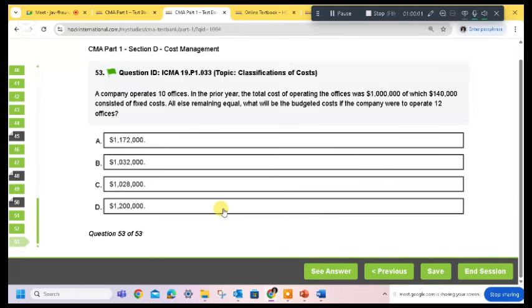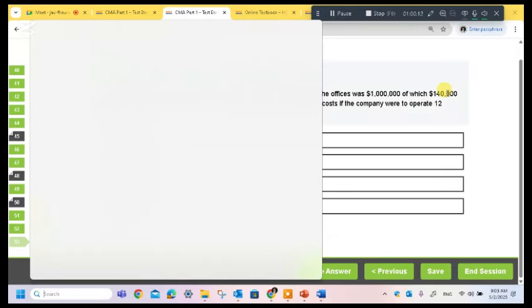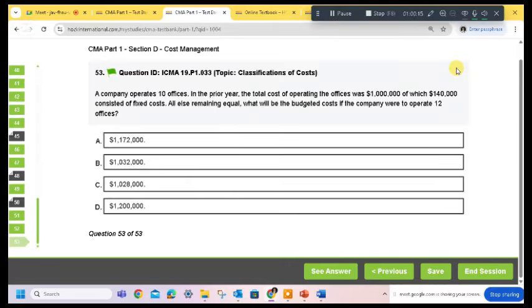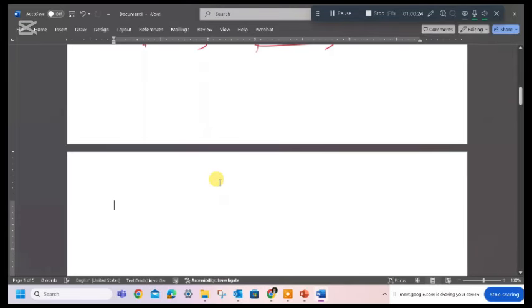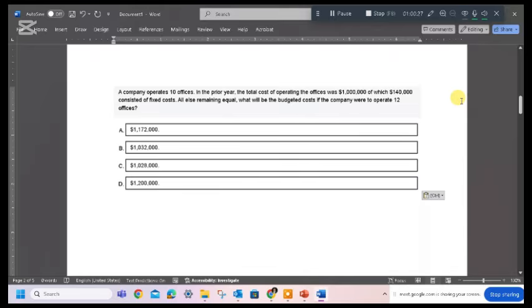Let's check. Easy. A company operates 10 offices. In the prior year, the total cost of operating the offices was $1 million, of which 140 consists of fixed cost. Let me also do it. Operating offices, 1 million, 140 fixed. So variable will be 860.